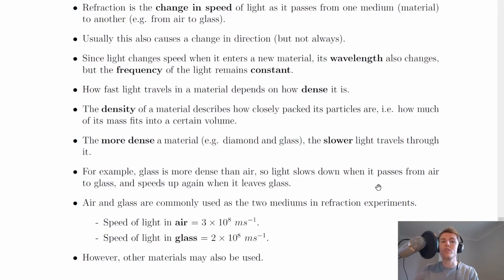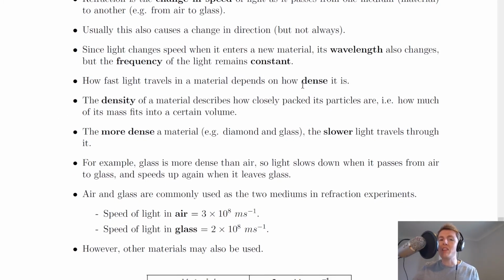Going back to the notes now, we've just shown that the light will change speed when it enters a new material, and its wavelength will also change, but the frequency of the light will remain constant. Because we're talking about different materials here, it's worth mentioning density as well, because we're going to be talking about light going from more dense materials into less dense materials and so on.